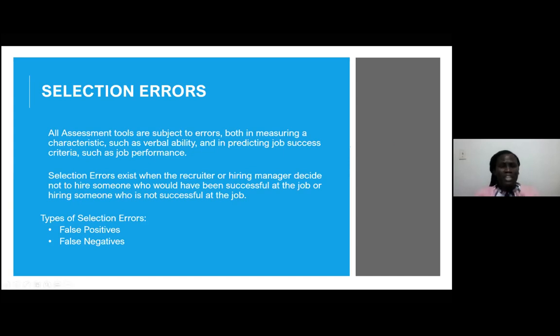So our recommendation to reduce this type of error is really taking a whole person approach, where you look at a variety of methods or assessment tools that can be used to reduce the impact or reduce the effect of a selection error occurring.